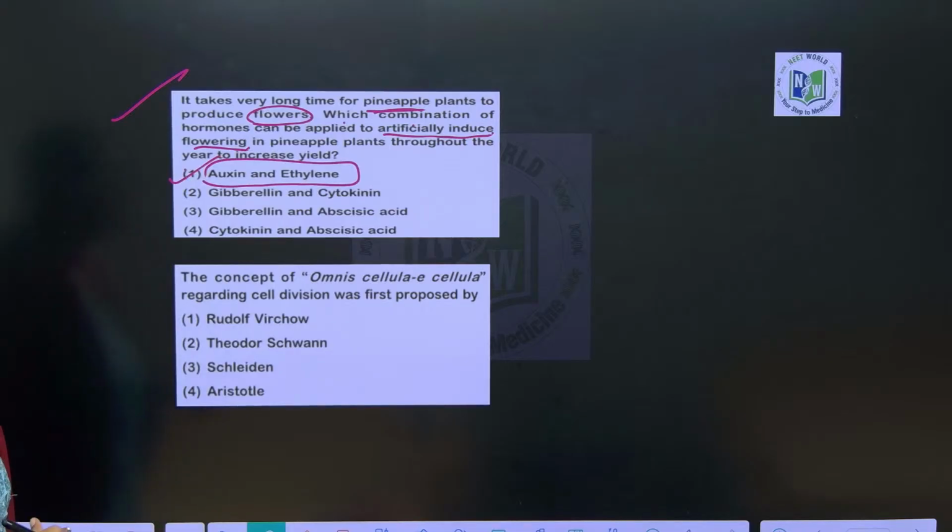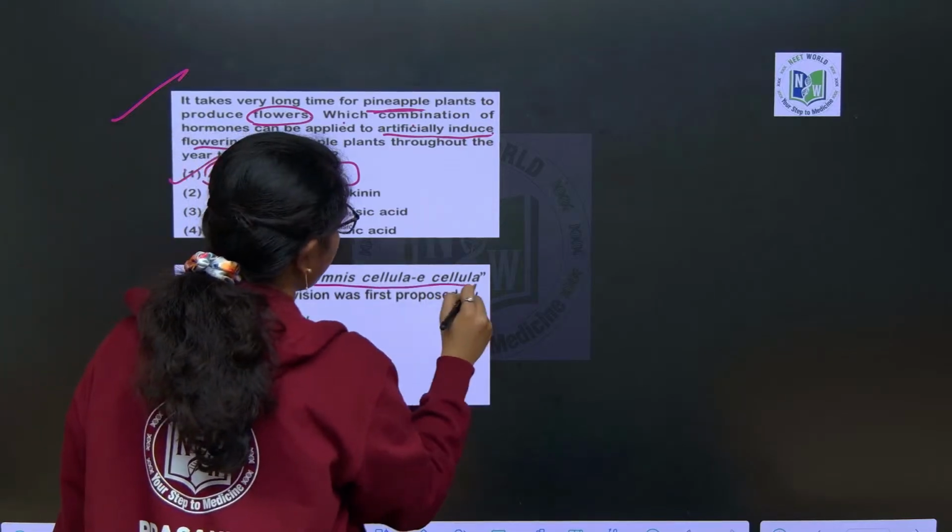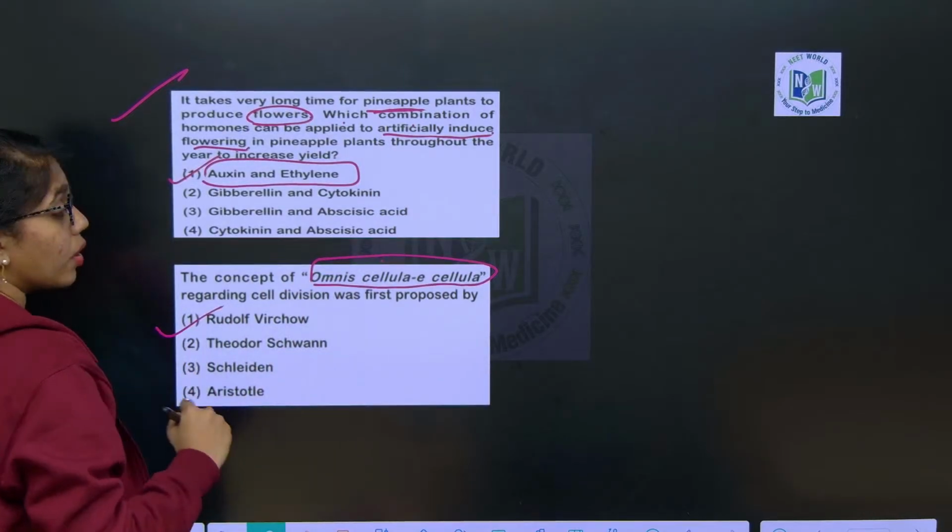Next, the concept of omnis cellula e cellula, this is from the modified cell theory. This is given by Rudolf Virchow.